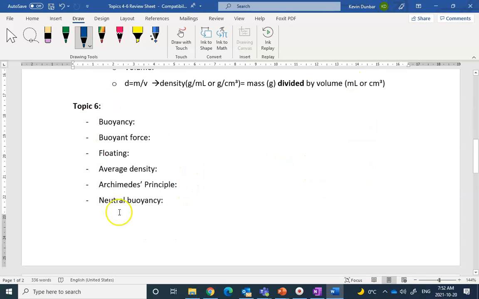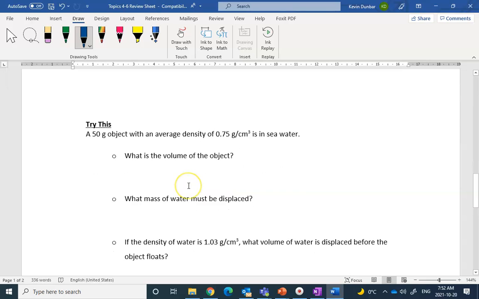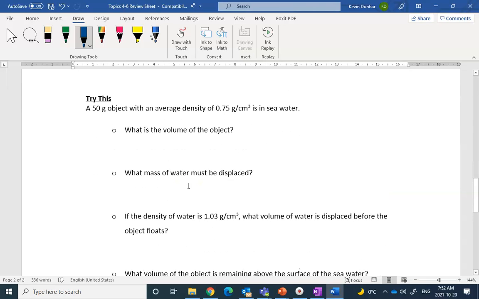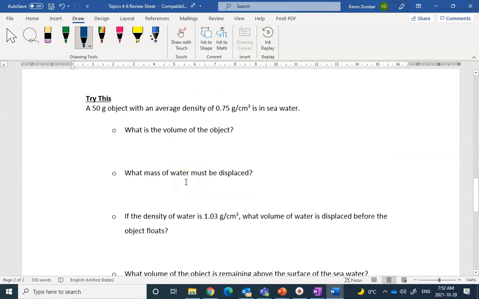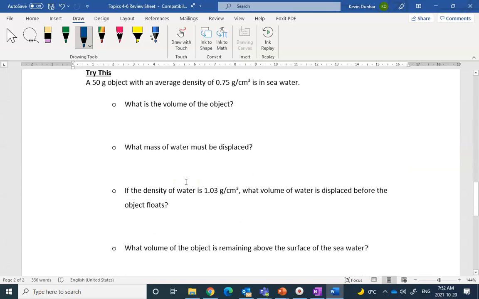Okay, we've got lots of information about buoyancy force, and we got some questions dealing with topic 5 and 6 together. So we've got a 50-gram object with an average density of 0.75 grams per centimeter cubed in seawater. And we want to know what is the volume of the object. Well, density, mass, volume. So volume is equal to mass over density. We're going to take the 50 divided by 0.75.